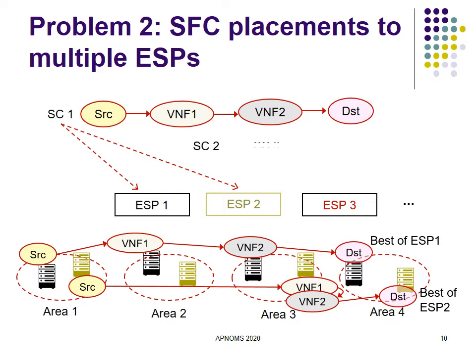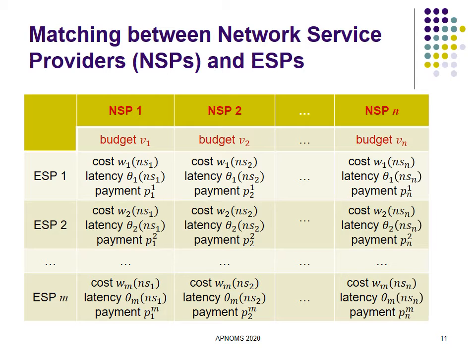Also, we may have more than 1 service chain. We may check the possibility of every network service deployed in every edge system. For example, here is when network service 1 is deployed in the second edge system. The cost will be this, and the latency will be theta2, and the payment is P_1,2. We consider it as a matching between the first network service and the second edge system.